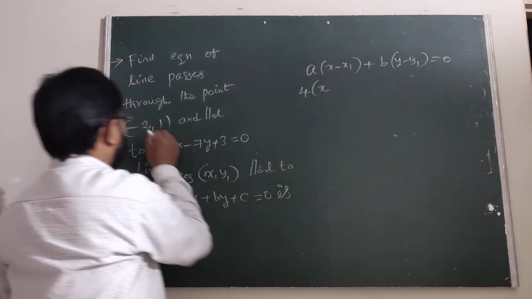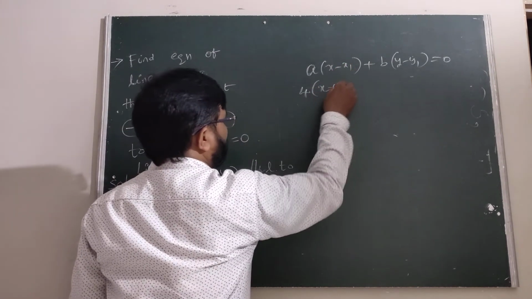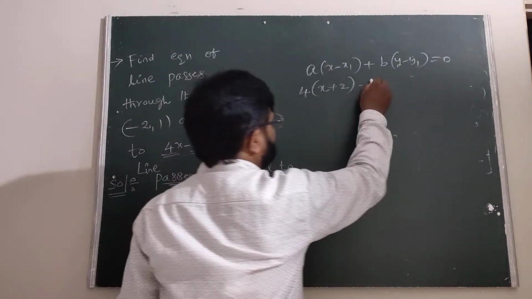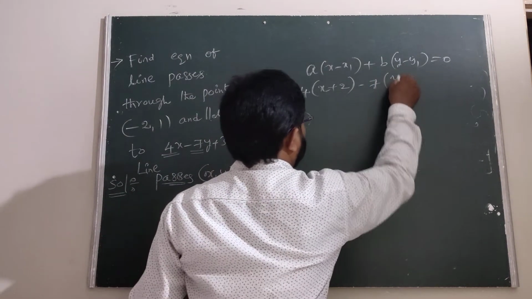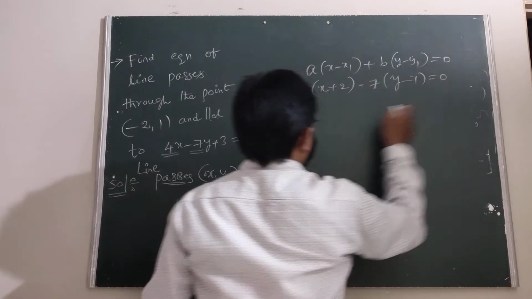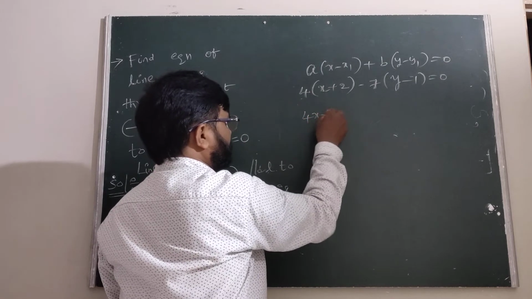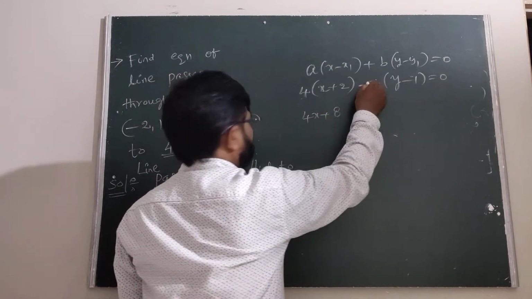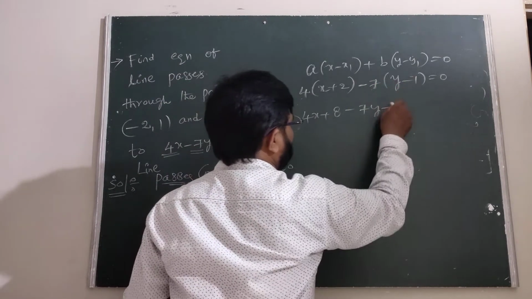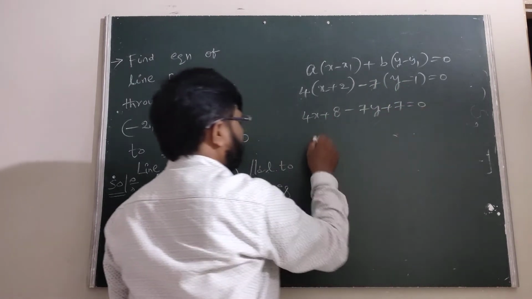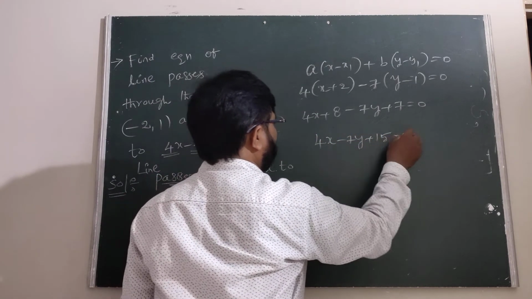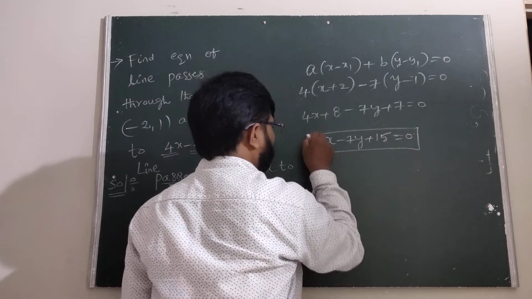x − x1 is x minus (−2), that is x + 2. The value of b is −7, and y − y1 is y − 1. Now 4 into x is 4x, 4 into 2 is 8, and −7y, minus into minus is plus 7. Then it comes 4x − 7y + 15 = 0.